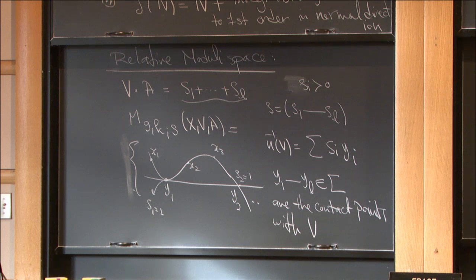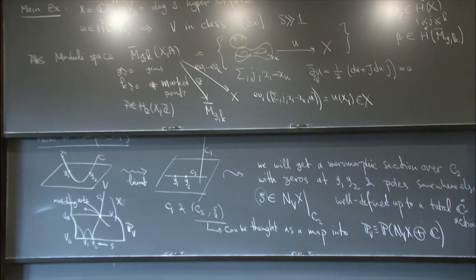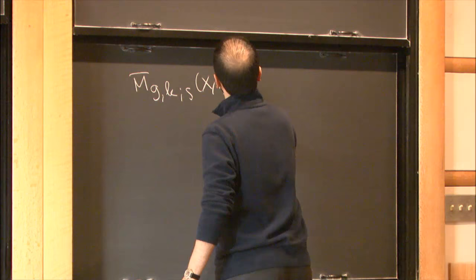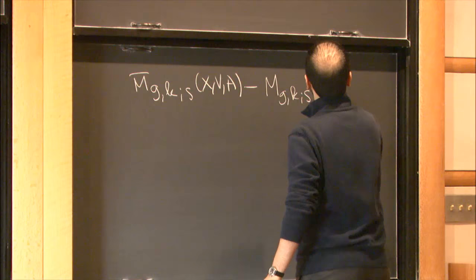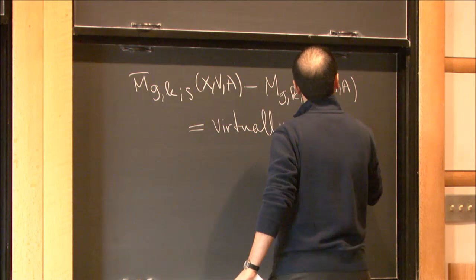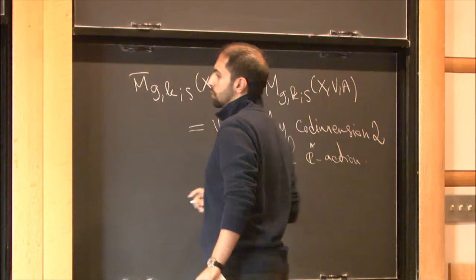And the importance of the C star action is that, in this picture, in this compactification of the moduli space, the part of the curve which is mapped into the divisor V is only well defined up to C star action. And because of that, if you look at the compactification minus what you started with, what you're adding is virtual codimension two, because you're modding out by C star, so you're reducing the dimension by real two, or complex dimension one.